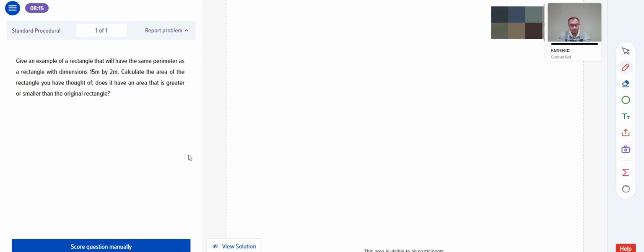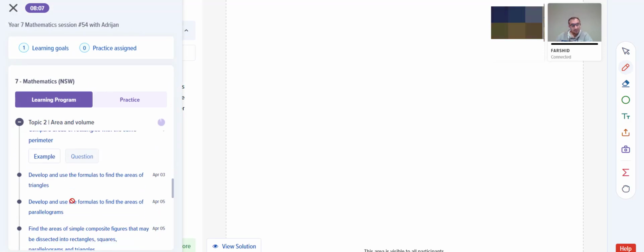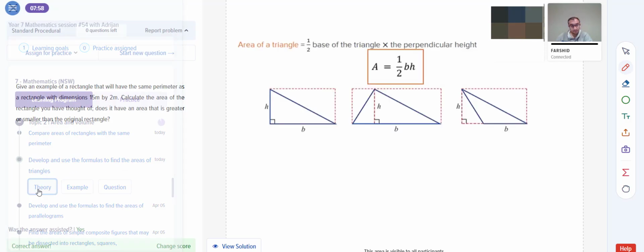Have you finished this one? Okay, so we go to the next one. Good job. In the next one, we plan to talk about and enhance our learning of development and use of the formulas to find the areas of triangles.